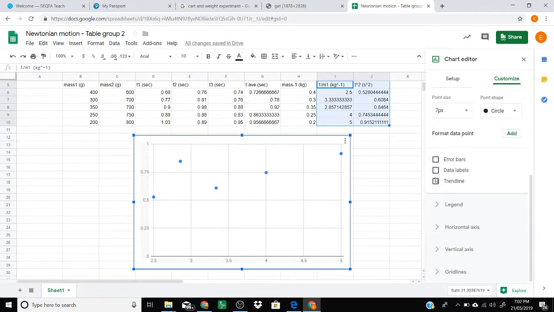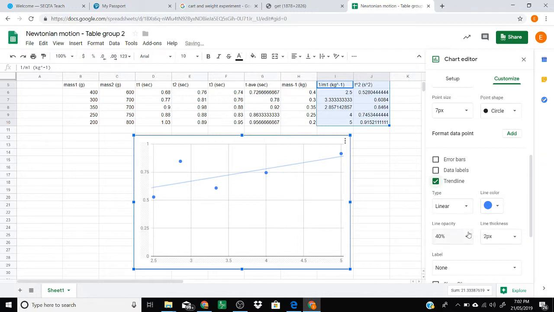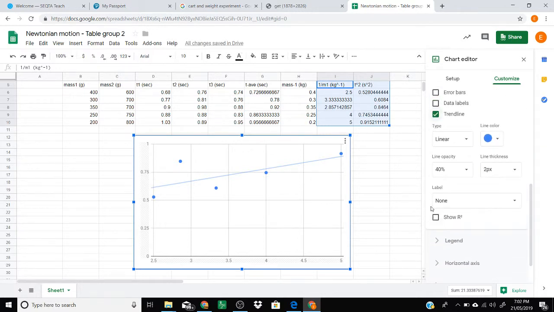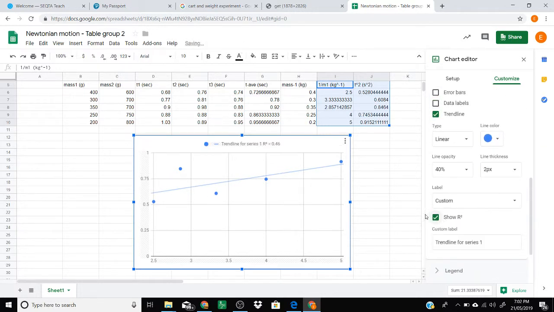Now, I need a trend line, and I'm going to have an equation. I might show my R-squared as well for the sake of it. The R-squared is absolutely rubbish for a physics experiment, 0.46. We need to do better than this. But for the sake of learning, it is what it is.